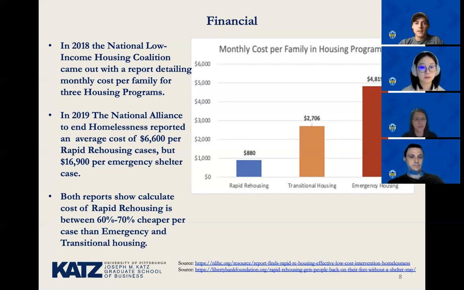In 2019, the National Alliance to End Homelessness reported an average cost of roughly $6,600 per rapid rehousing case. Now, cases could be individual or they could be family, so there's a little bit of a gray area here, but it was roughly $16,900 per emergency shelter case. So again, we're spending 2.5 times the rapid rehousing amount on emergency shelter. So what does this tell us? If we move more individuals from emergency shelter and transitional housing, we can save roughly 60 to 70% of our costs just by doing that.